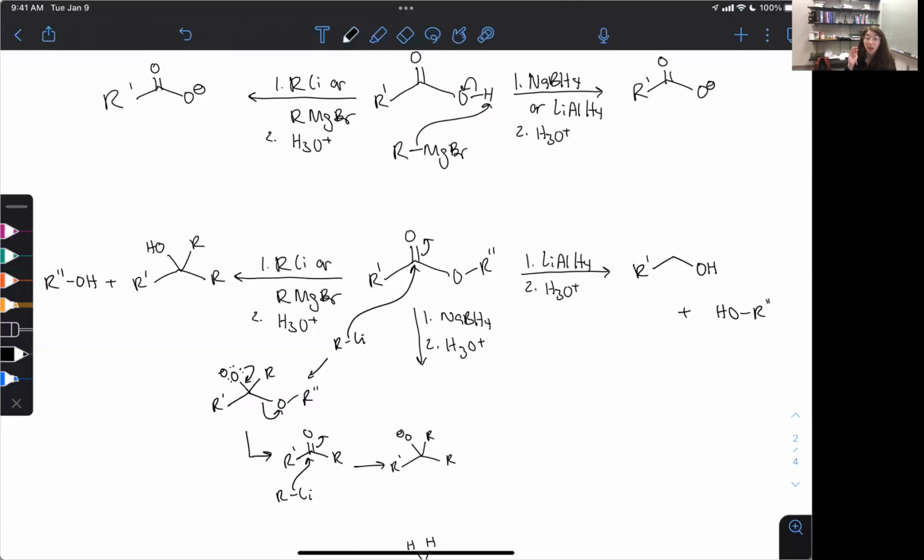nucleophile. Sodium borohydride is not going to reduce esters. Okay, so it's a nice little thing in terms of selectivity. So if you have an ester that you don't want to reduce, but you've got a ketone that you do, use sodium borohydride. Then you'll keep the ester but reduce the ketone. So it's nice to be able to play with those things, but no reaction for the sodium borohydride version.